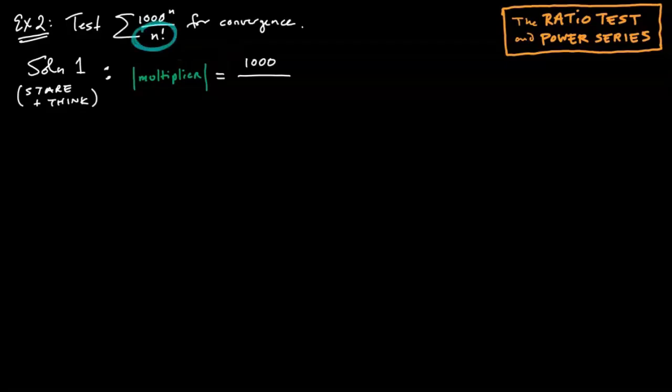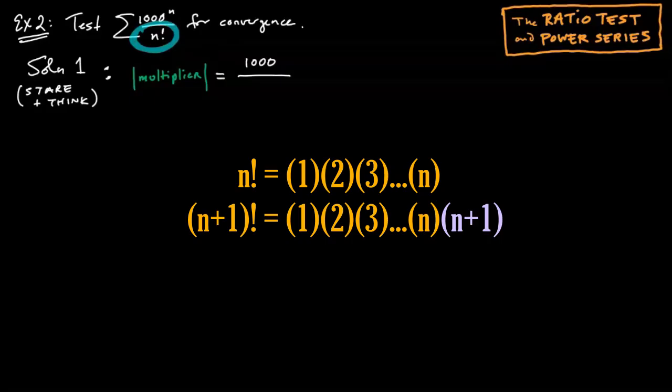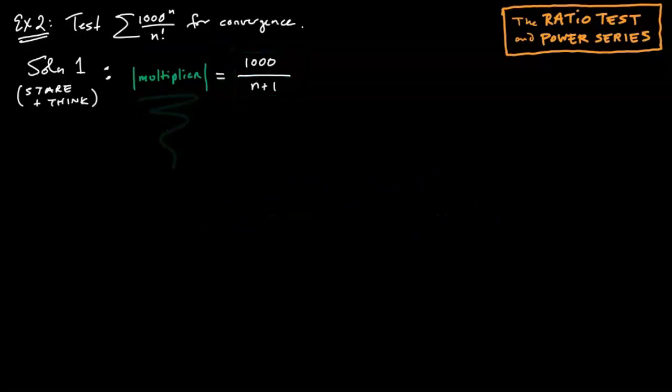We're trying to get from n factorial to n plus 1 factorial. Well, n factorial is the product of the first n whole numbers. n plus 1 factorial is the product of the first n plus 1 whole numbers. But that product includes the product of the first n whole numbers, and then it has one extra factor of n plus 1. So all I need down here is n plus 1, and this is precisely the multiplier that takes us from the general term to the next term. And yes, I want this in absolute values, but strictly speaking, they aren't even necessary here because 1,000 is positive and n plus 1 is positive as well. So here's our multiplier in absolute value.